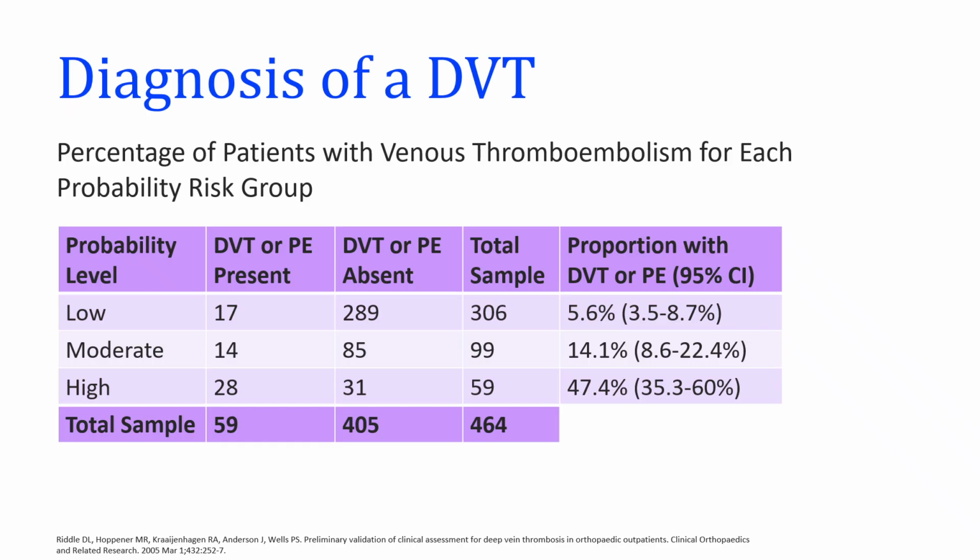This table demonstrates how the probability of DVT increases across Wells clinical probability categories. In the low probability group, only 5.6% of patients were ultimately diagnosed with DVT or pulmonary embolism. In the moderate probability group, the prevalence increased to 14.1%, and in the high probability group, nearly half of patients, 47.4%, were found to have DVT or a pulmonary embolism. These findings support the clinical usefulness of the Wells criteria for risk stratification, helping guide appropriate diagnostic testing and management decisions.